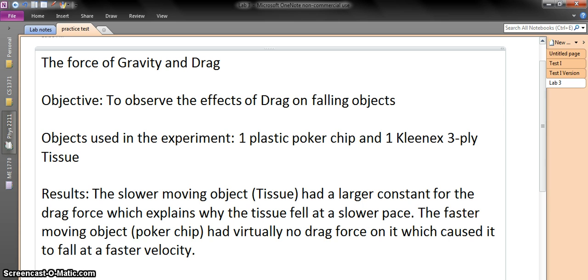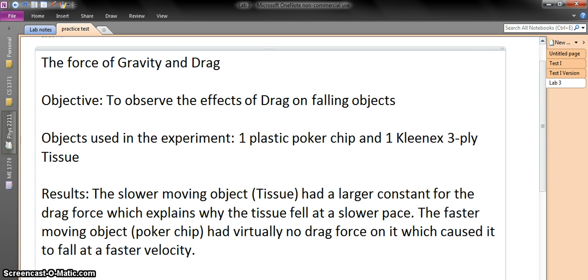For my slower paced item, I picked a Kleenex 3-ply tissue, and for my fast paced object, I picked a plastic poker chip. The result was that the slower moving object had a larger constant of drag force, which explains why the tissue fell at a slower pace, because the drag force was greater upon the tissue than it was on the poker chip. Since drag is in the opposite direction of the force of gravity, it caused the tissue to fall at a slower pace, whereas the poker chip had virtually no drag and fell at a theoretically normal pace.